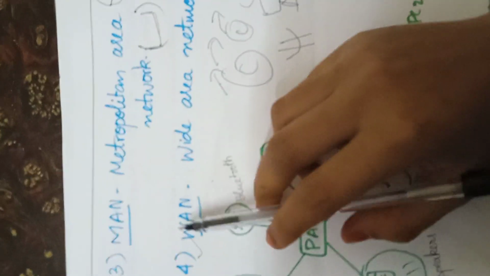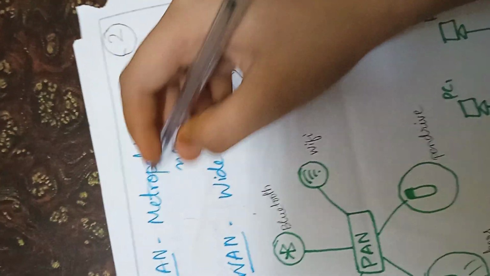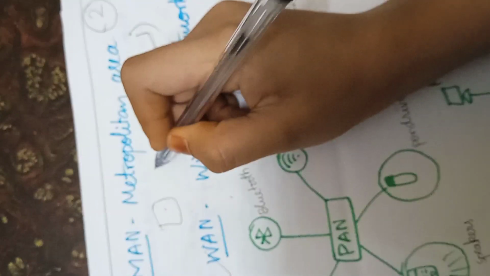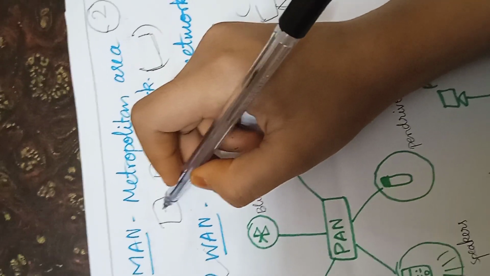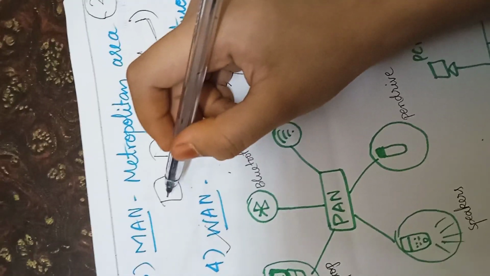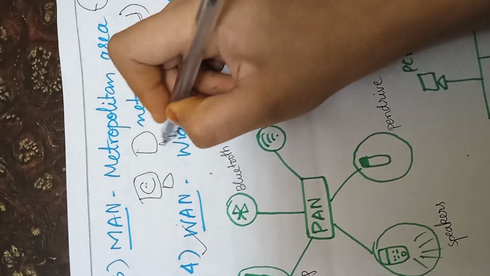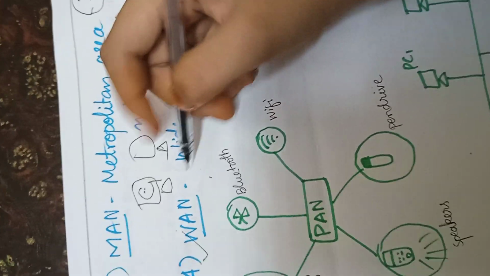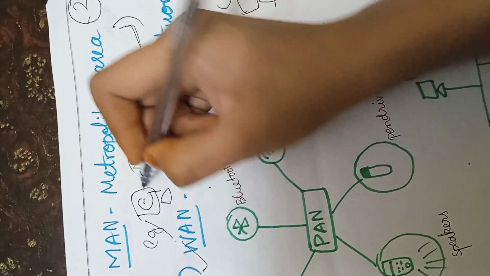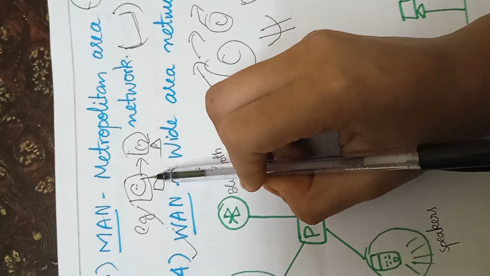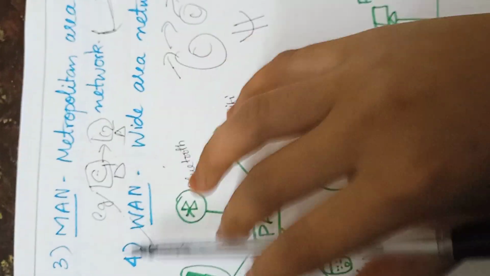It's a wide range, but a metropolitan area network is a network range where you can connect systems within cities. Let's take one example: city 1 to city 2, you can connect one computer of one city to another city. You can do this kind of networking.